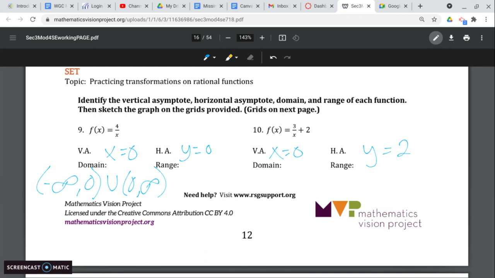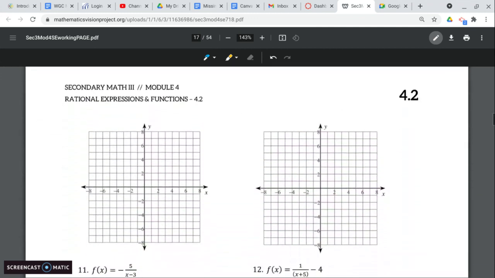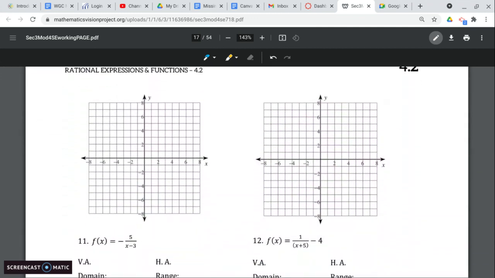Vertical is x equals 0. So if there's nothing with your x value, then it's just x equals 0 for your vertical, okay? And then our range here would be negative infinity to 0, union 0 to infinity. Here in this one, we would have negative infinity to 2, union 2 to infinity. And this would be our negative infinity to 0, union 0 to infinity. So just like so. So asymptote is your key word for this lesson, asymptote.